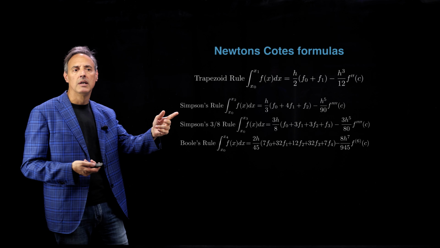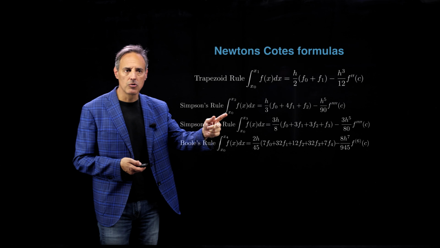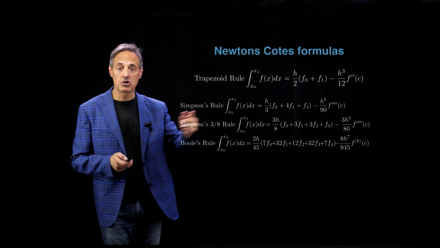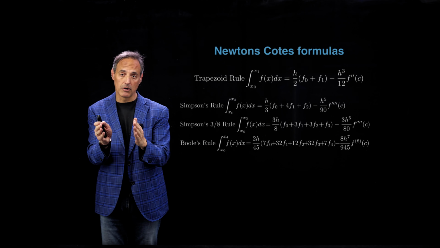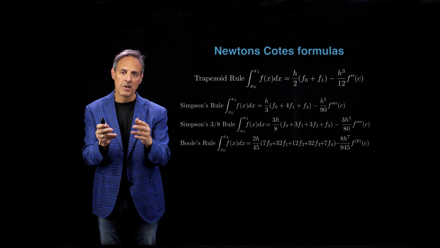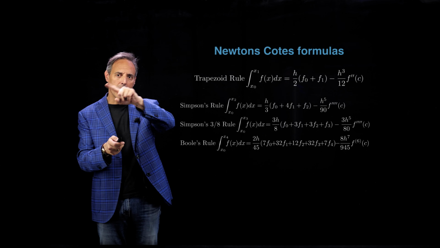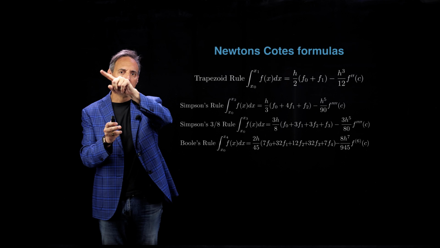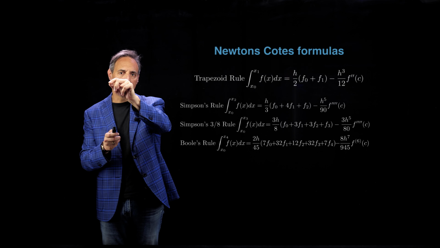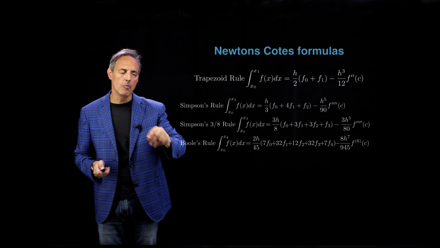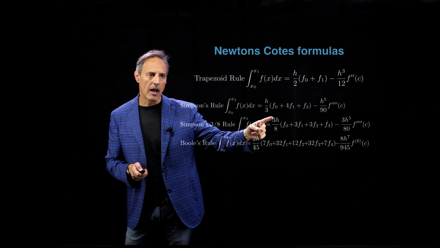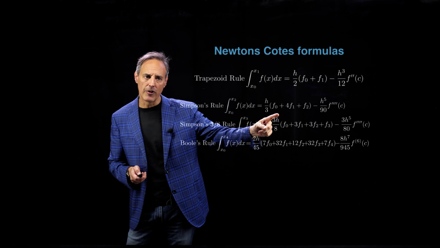This is a very commonly used one. Simpson's rule now goes from x0 to x2. So it's actually looking at 2 cells, x0, x1, x2. And what it does is it approximates a parabola between f0, f1, f2. So it fits a quadratic there. So here's the estimate for this.